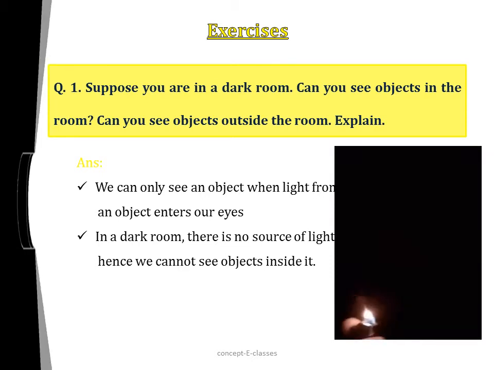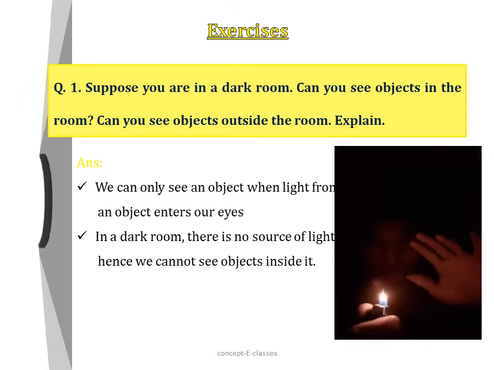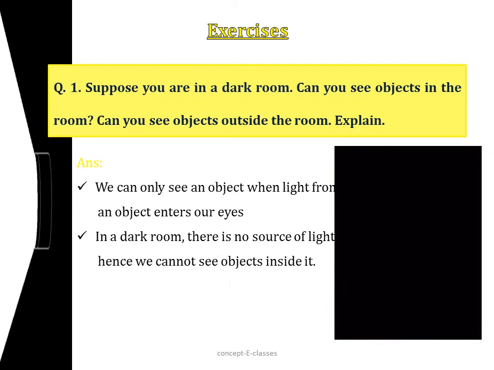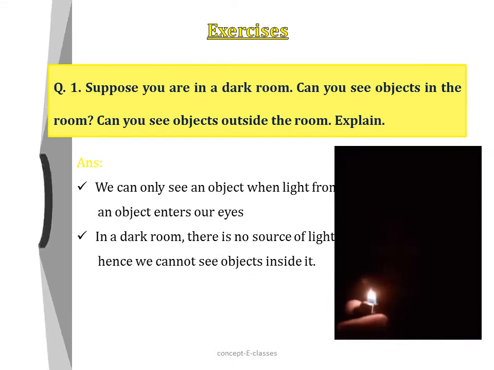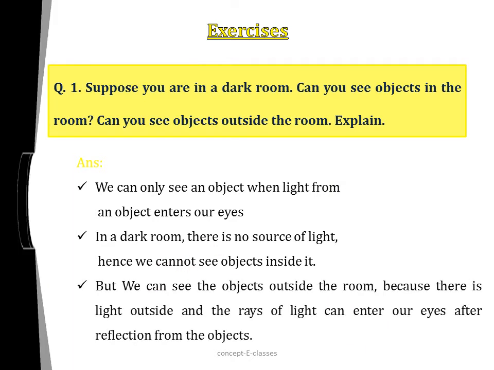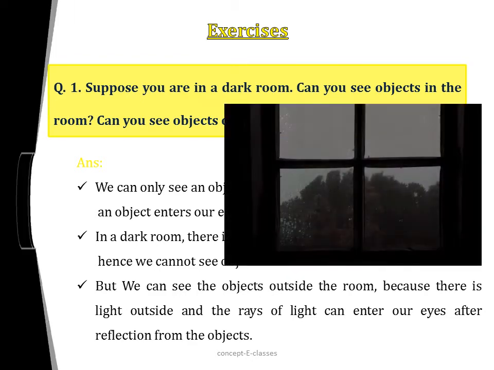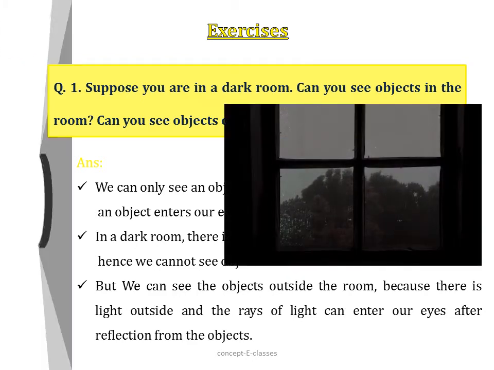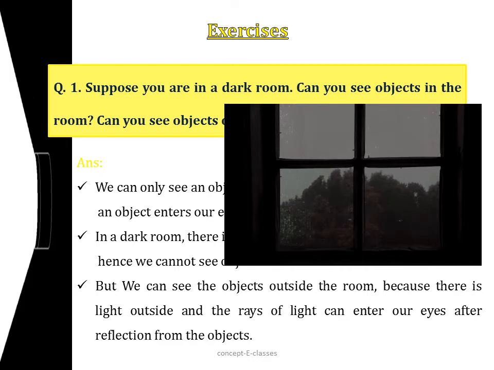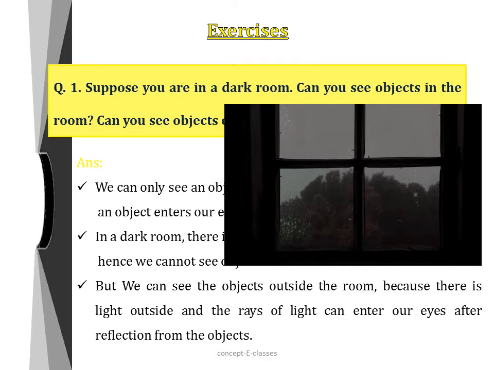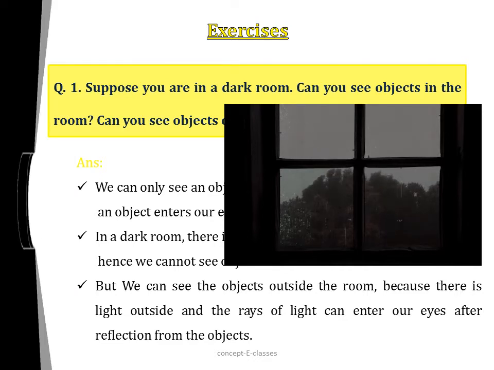In a dark room, is there any light? No, there is no source of light. Hence, we cannot see objects inside a dark room. But if there is light outside the room, then we are able to see the objects outside, as these objects reflect the light and those rays of light enter into our eyes.